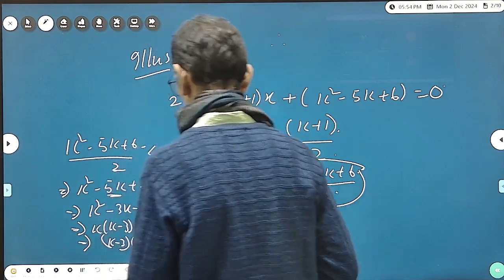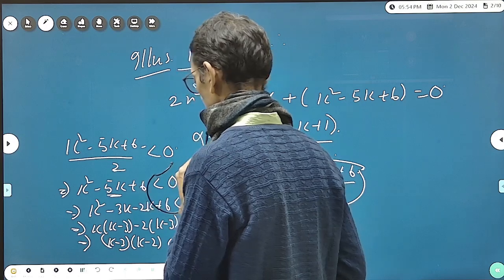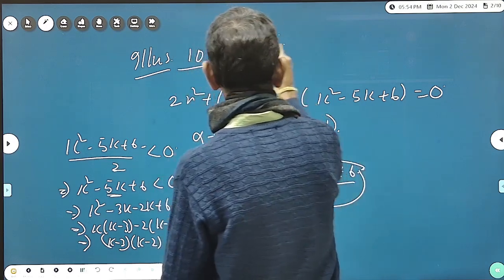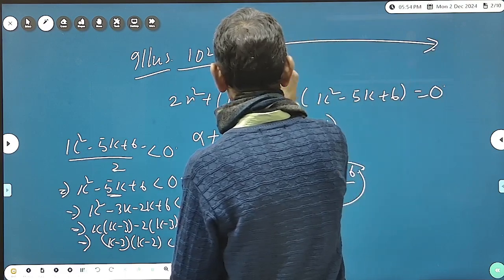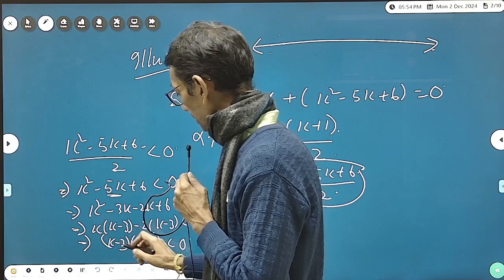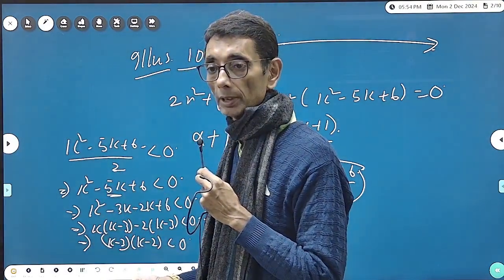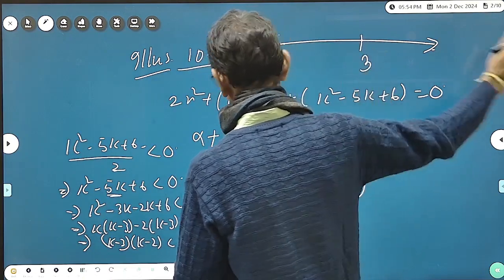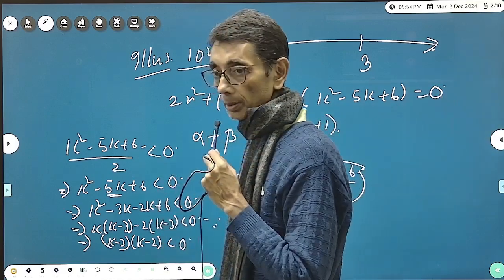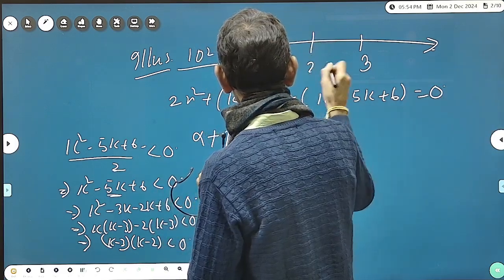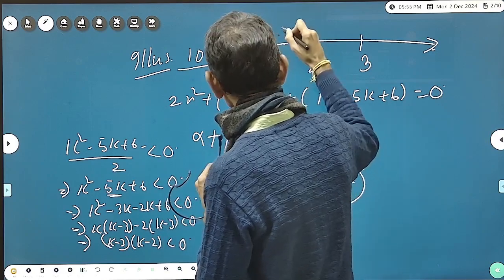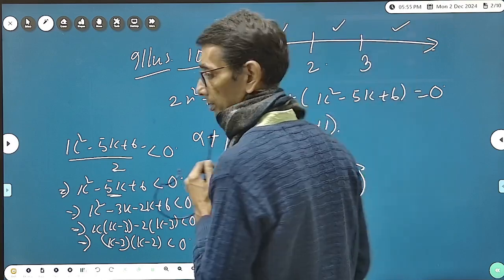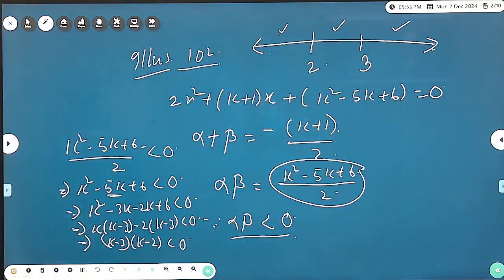Therefore, this is an inequality. How to solve this inequality? Use the shortcut method. Draw a number line. k minus 3 equal to 0 gives k equal to 3, and k minus 2 equal to 0 gives k equal to 2. So 2 and 3 are dividing the whole number line into 3 parts, so we do not know where the values will lie.